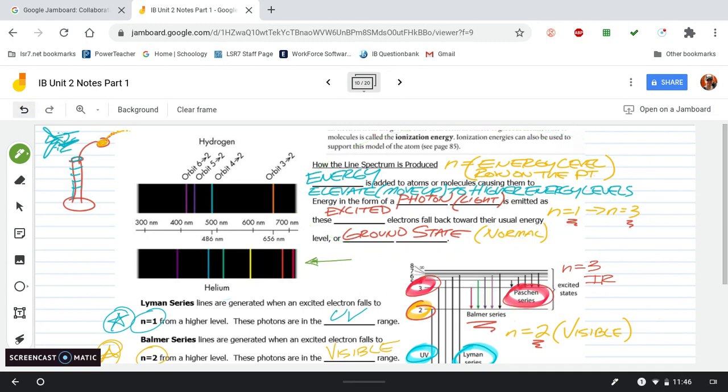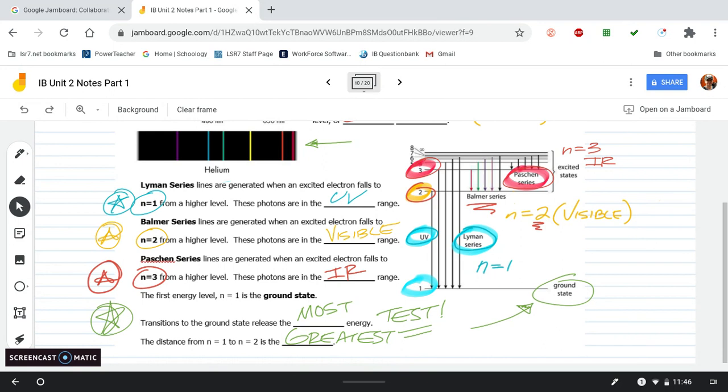Okay, now the second thing, and this does need to be memorized, is that if I land somewhere, what kind of energy is given off? So if I land in the n equals 1, it's UV. N equals 2, it's visible, etc. This is very important. Okay, so things that could show up on a test.